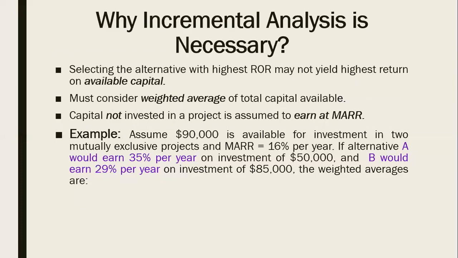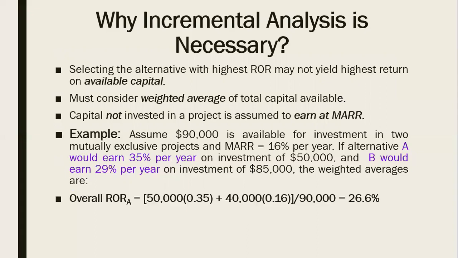Now let's see whether the selection of project A or project B is better on the basis of overall rate of return, because we have to account for the idle funds that may earn at least the minimum attractive rate of return, that is 16%. Now let's calculate the weighted averages.